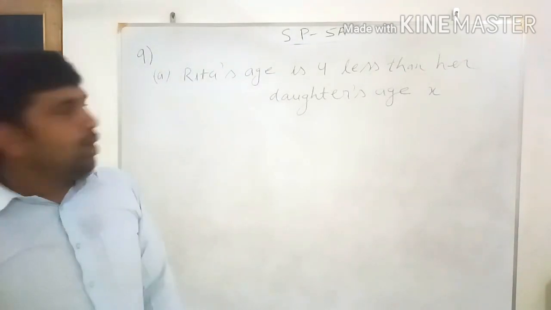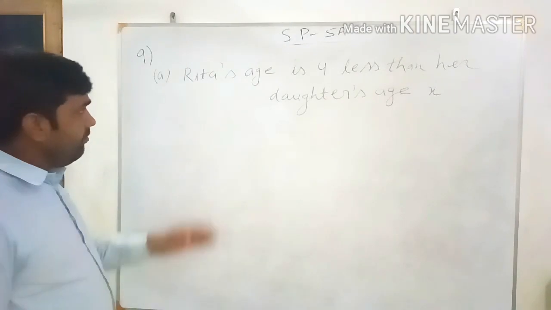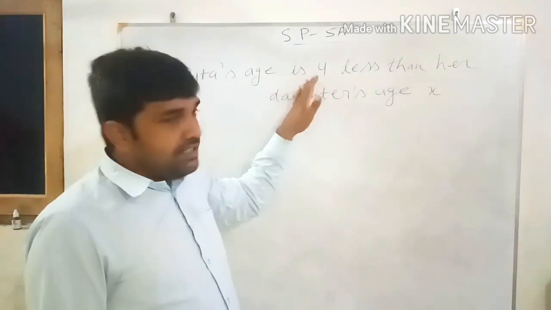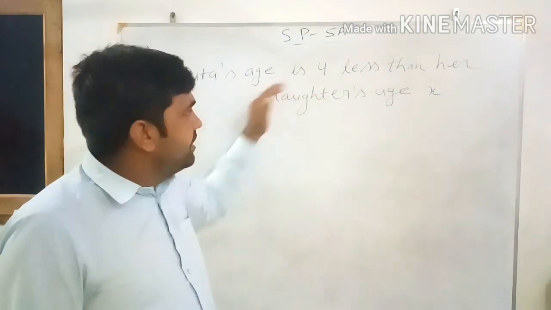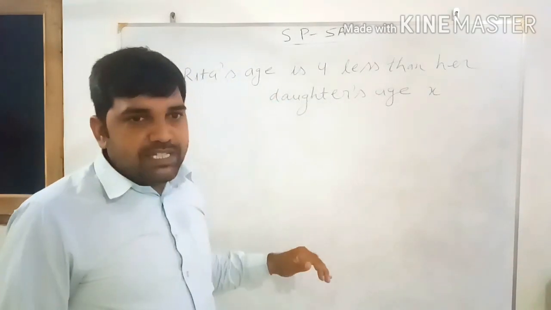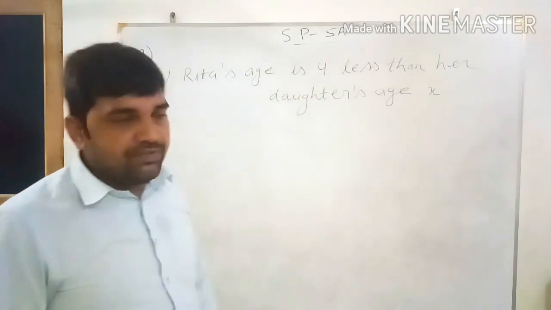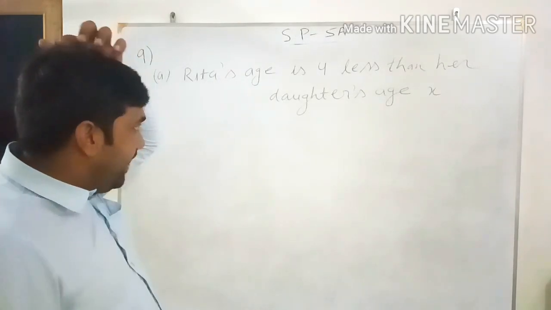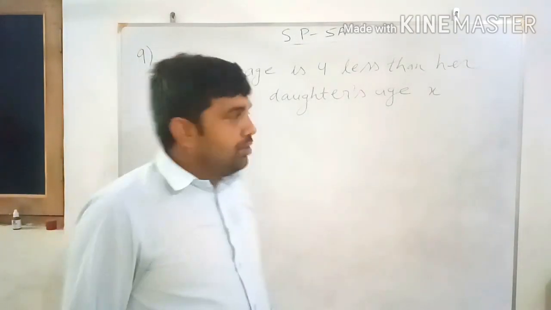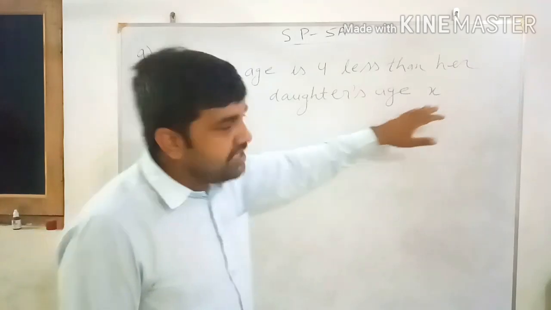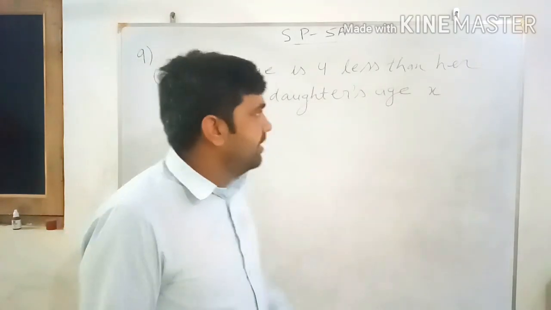That is the way to make a polynomial. See, the statement is Rita's age. Rita's age is 4 less. 4 less means we have to decrease 4. 4 less means minus 4. Then her daughter's age is x. So Rita's daughter's age is x.